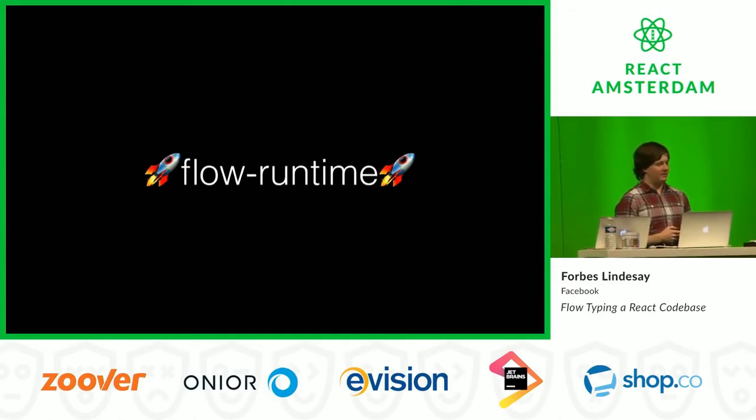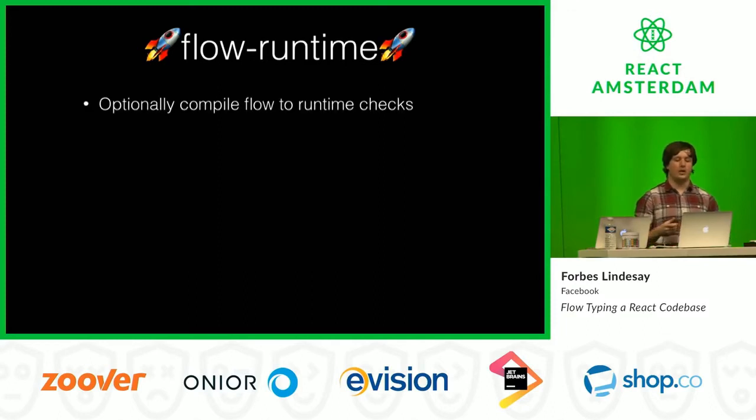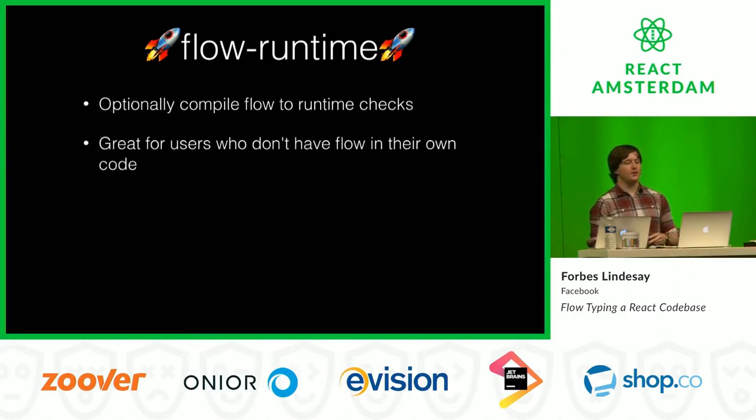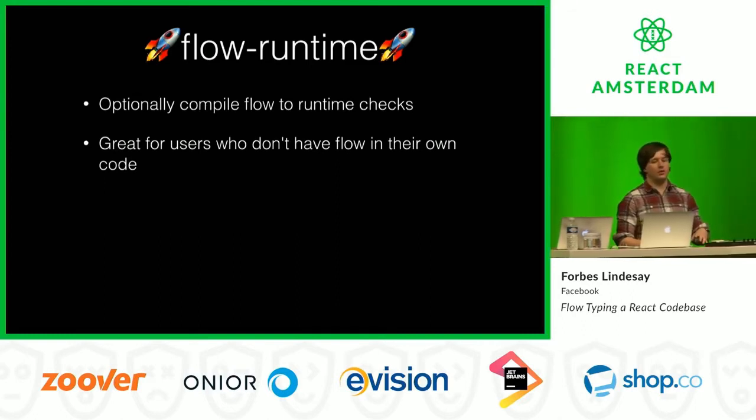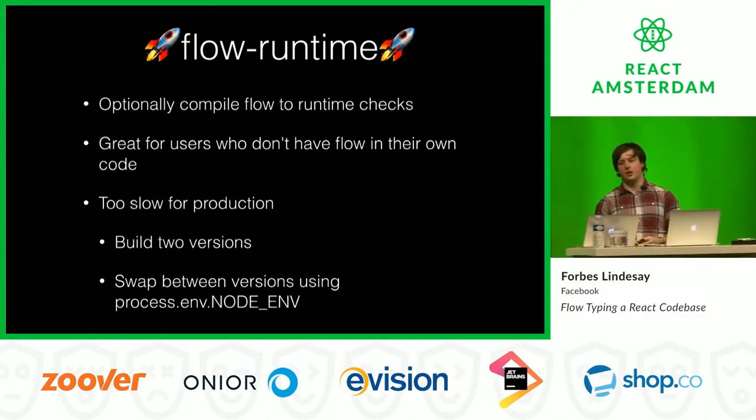Next, runtime type checking. Not all of your package users will have Flow, so you might want to consider something called flow-runtime. Flow-runtime lets you optionally compile Flow into runtime type checks. This is great for users who don't have Flow in their own code. This lets you provide runtime exceptions, but provide them really early, before they've got deep into the guts of your complicated module. Right at the boundary, you can say, this argument you're passing me is not the type I expected you to pass me. The only problem is it's too slow to use in production.